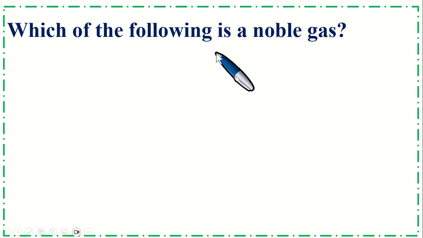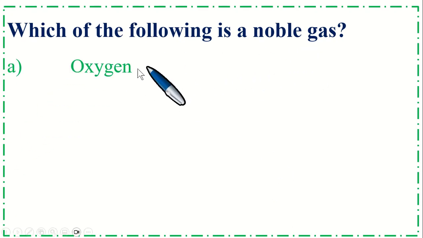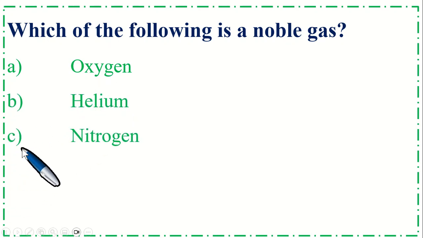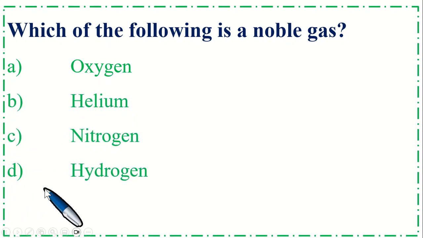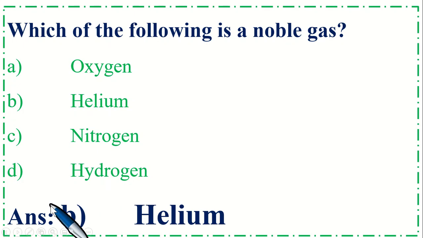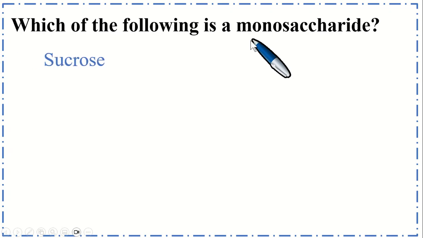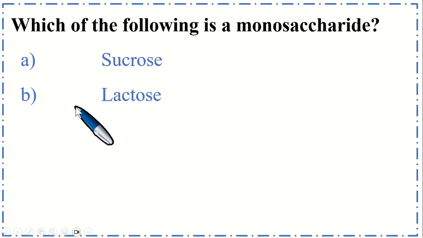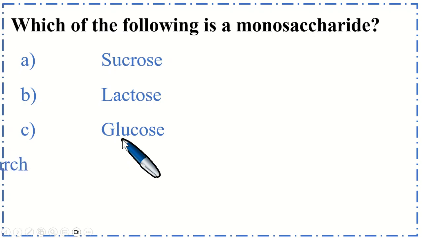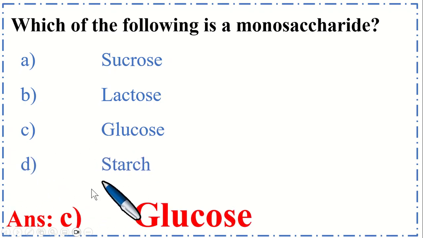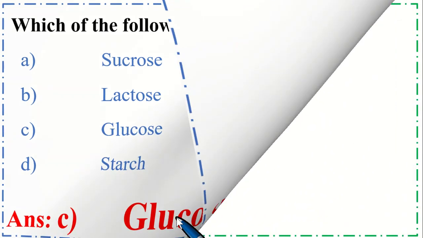Which of the following is a noble gas? Option A oxygen, B helium, C nitrogen and option D hydrogen. So the correct option is B helium. Which of the following is a monosaccharide? Option A sucrose, option B lactose, option C glucose and option D starch. So the correct option is C glucose.